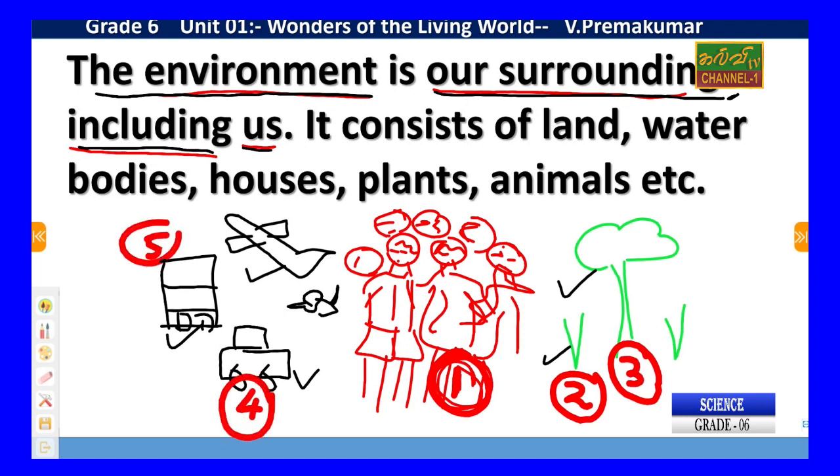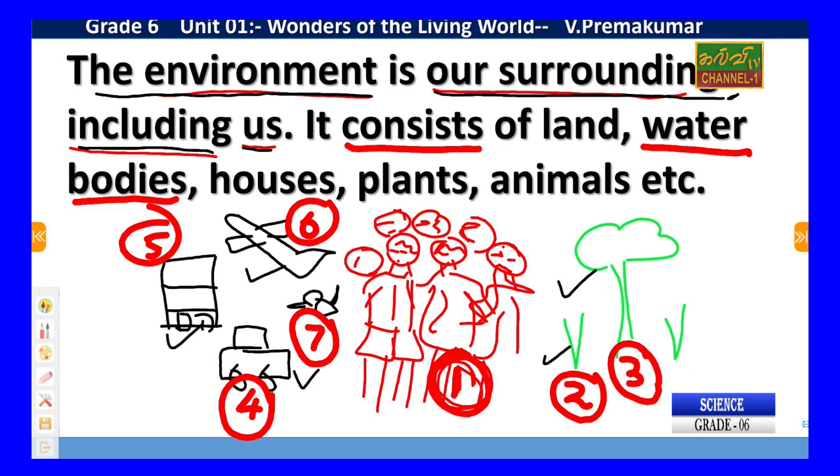Fifth, building. Sixth, the seventh, birds. So many things are available. So here, our environment, I have indicated seven things, but more than seven are available. It consists of land and water bodies. Water bodies mean well water, pond water, river, ocean or sea. That is the water bodies.